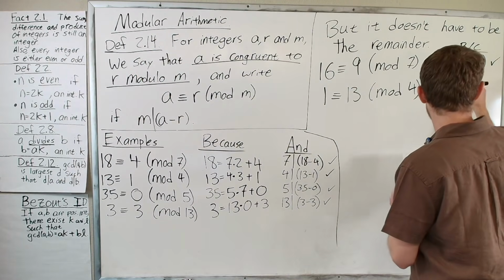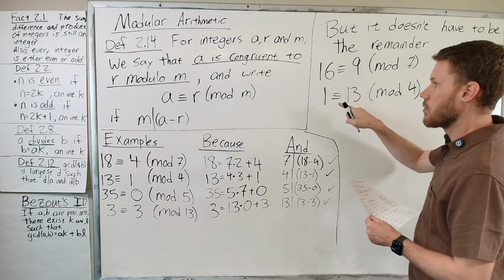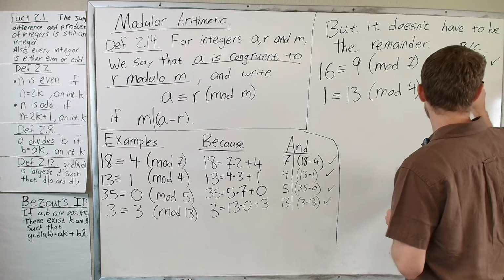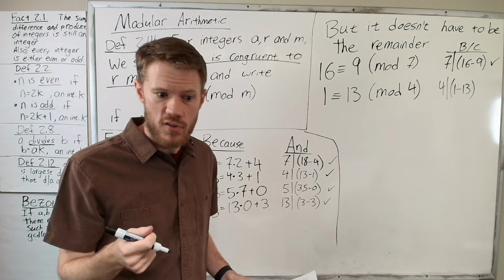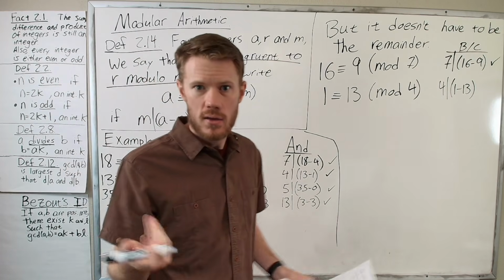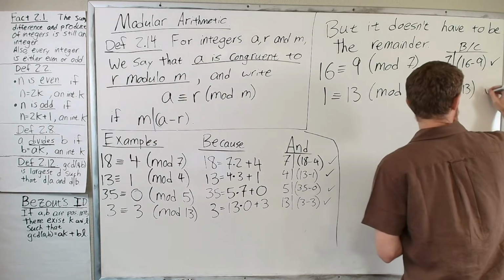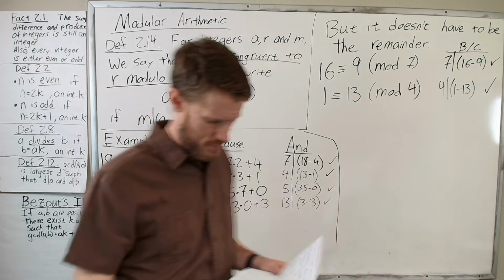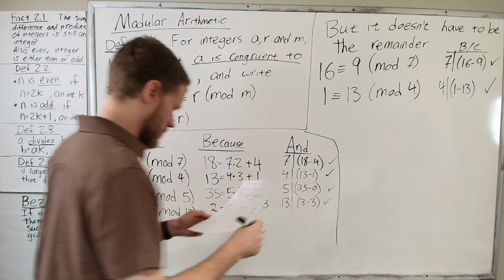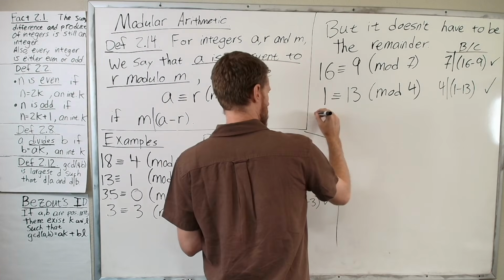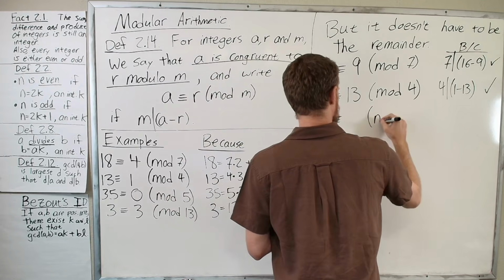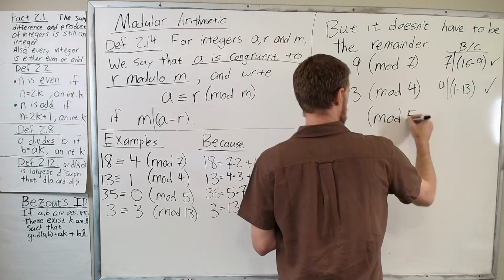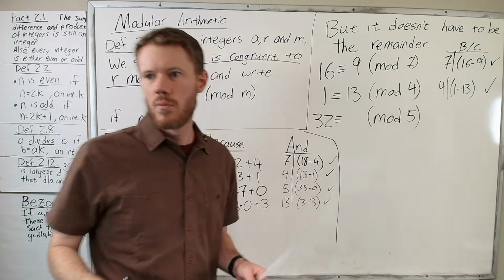So does 4 divide 1 minus 13? 1 minus 13 is negative 12. Does 4 divide negative 12? Yeah. Negative 12 over 4 is negative 3. That's an integer. Okay. Give you a couple more. Maybe this is a good pause the video moment.